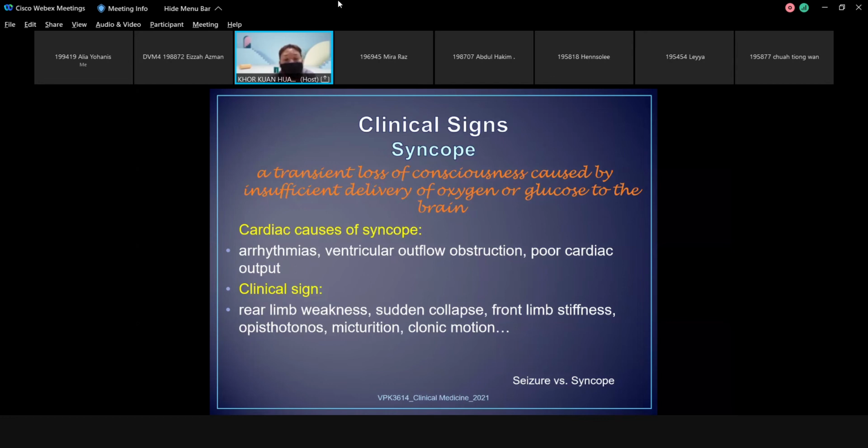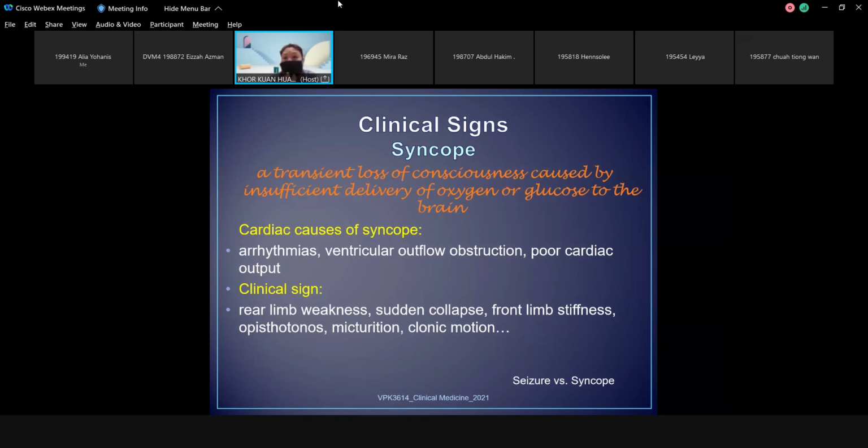So normally we will encourage the owner to take a video, if they are not panicky people. And then after that, you might want to see the videos and differentiate. Did the dog have syncope or did the dog have seizure? Sometimes you might just want to ask more detailed questions to the owner.